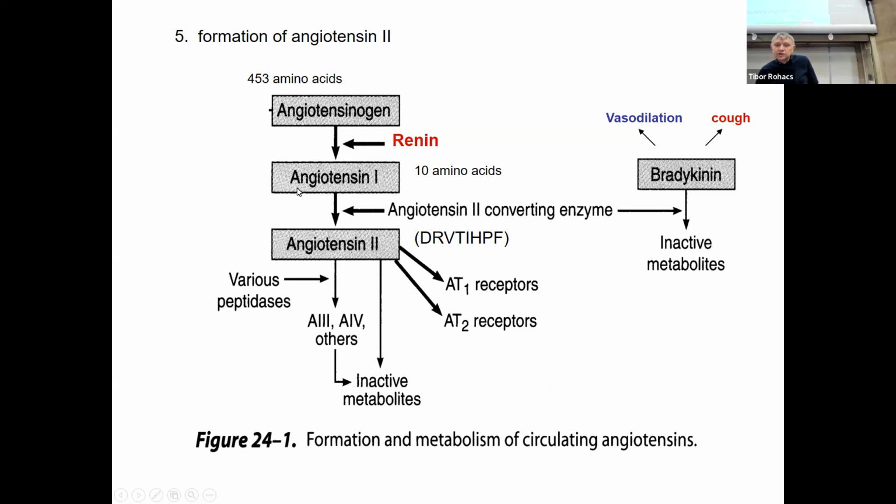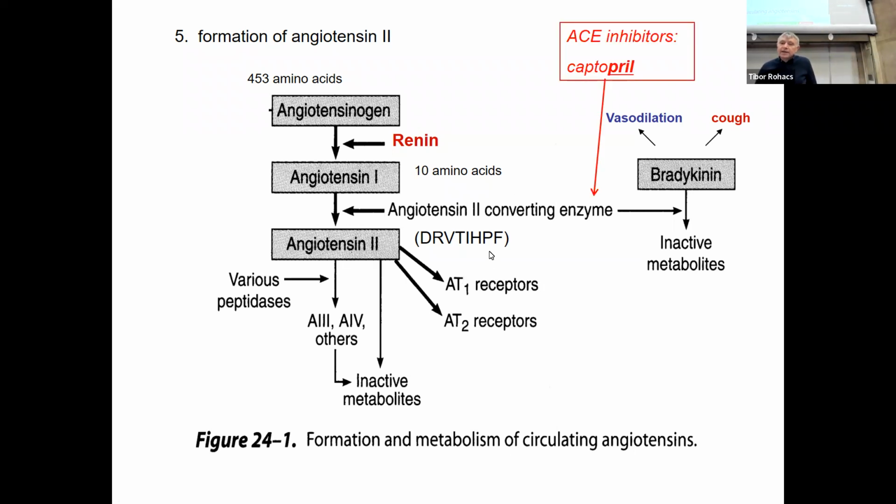And once the angiotensin 1 is liberated, it's not really yet the active compound. You need a second enzyme, which is called the angiotensin 2 converting enzyme, to cut off an extra amino acid from this angiotensin 1, and it will basically form angiotensin 2. And angiotensin 2 is really the active compound. This is the one that acts on various angiotensin receptors. This is what constricts the efferent arterioles. This is what stimulates aldosterone, et cetera, et cetera.